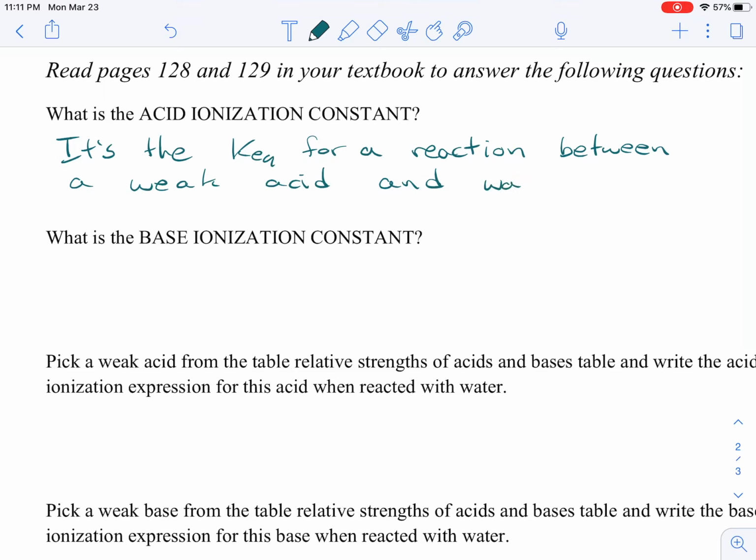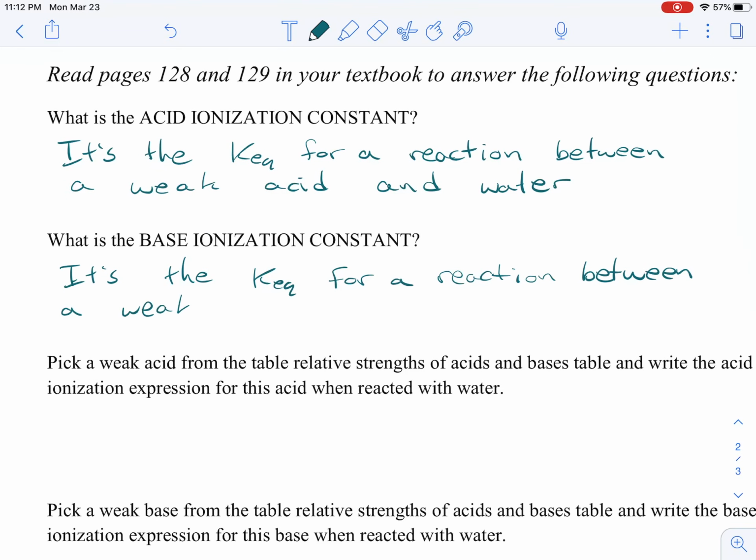Okay, and then at the same time, what is the base ionization constant? Well, it's the KEQ for a reaction between a weak base and water. For the acid equilibrium constant, we give it the symbol Ka. For the base, we give it Kb.